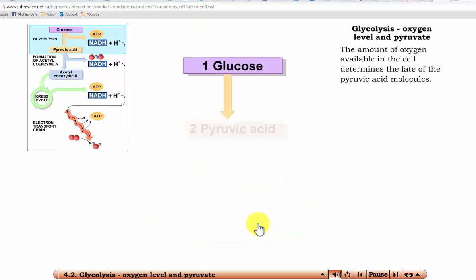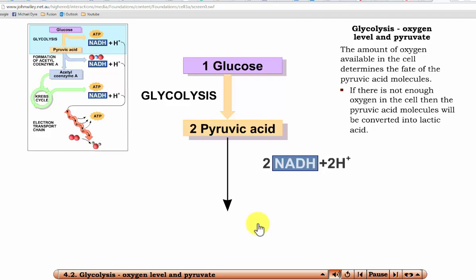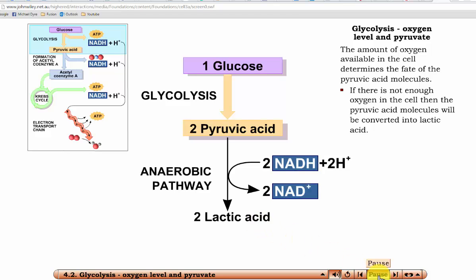Many more molecules of ATP can be generated from the energy stored in the pyruvic acid molecules. However, this energy can only be harvested if the cell is well oxygenated. If there is inadequate oxygen, then the pyruvic acid will be converted into lactic acid.